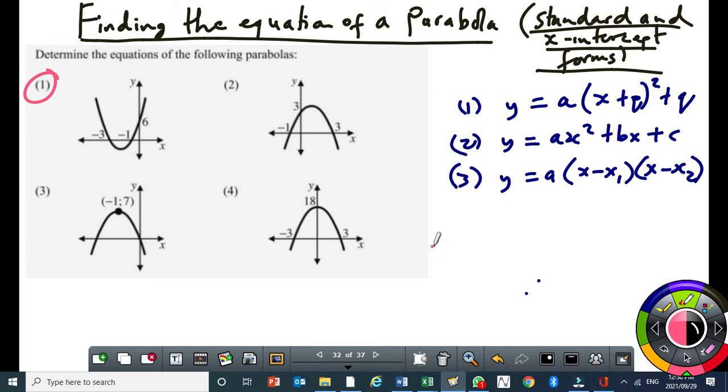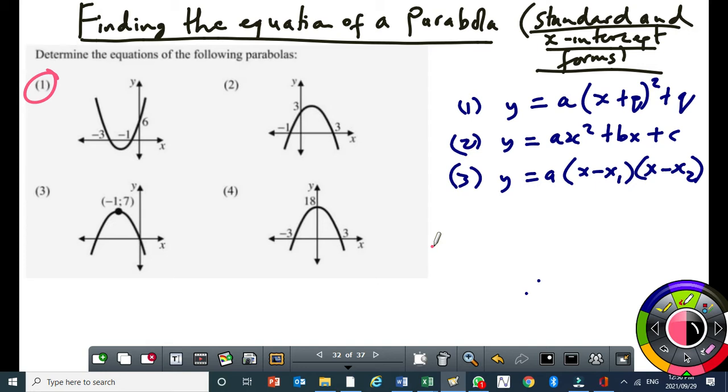Okay? Right. So here, we are given the x-intercepts. We are also given the y-intercept. Right? Now, for us to find the equation here, we can't use number one because we don't know the values of P and Q. So we can't find the equation using the first one. We can't use the turning point form. We only use the turning point form if the coordinates of the turning point are provided. But here they are not.